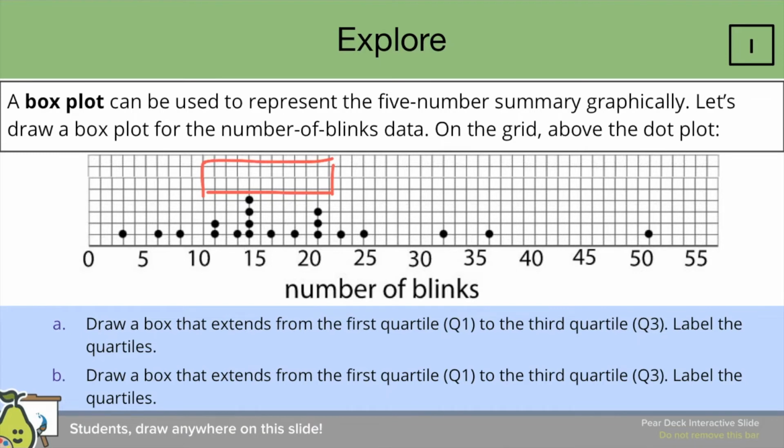For part B, it should say at the median Q2, draw a vertical line from the top of the box to the bottom of the box and label the median. So if you recall, the median is at 16. It should also say from the left side of the box Q1, draw a horizontal line, a whisker, that extends from the minimum of the data set. On the right side of the box Q3, draw a similar line that extends to the maximum of the data set. And now we're going to connect it.